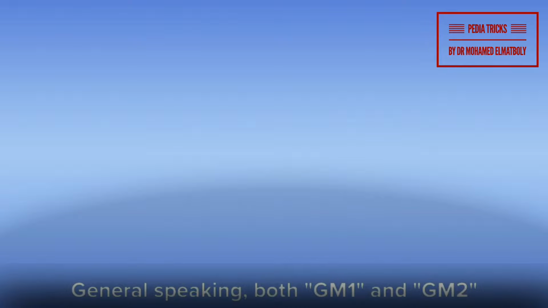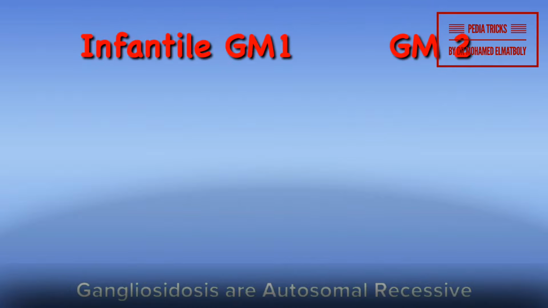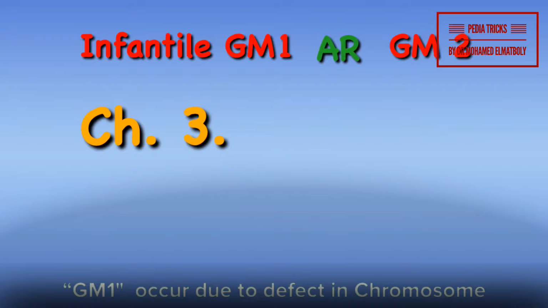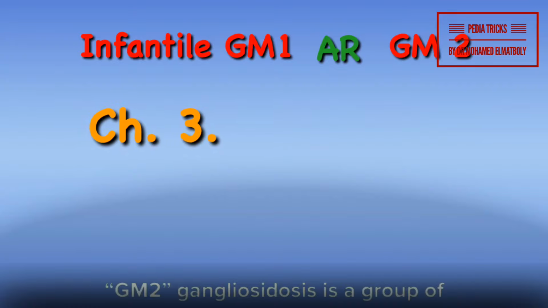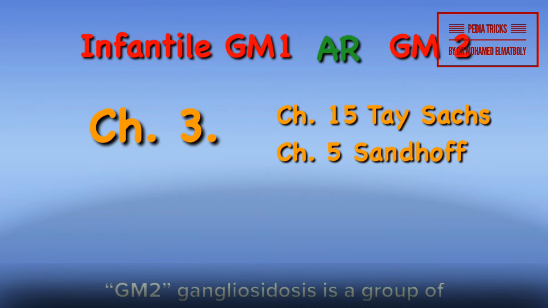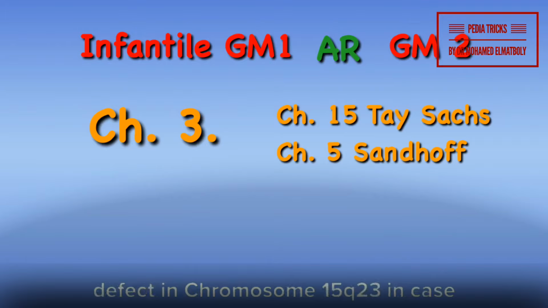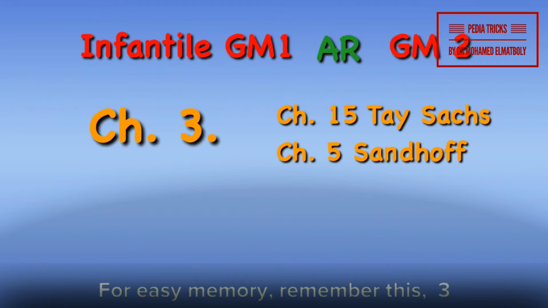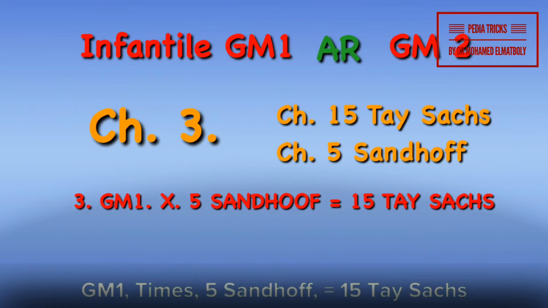Generally speaking, both GM1 and GM2 gangliosidosis are autosomal recessive, as I mentioned. GM1 occurs due to a defect in chromosome 3p22.3. GM2 gangliosidosis is a group of diseases. The main 2 diseases are Tay-Sachs and Sandhoff disease. GM2 gangliosidosis occurs due to a defect in chromosome 15q23 in case of Tay-Sachs disease, and 5q13 in case of Sandhoff disease. For easy memory, remember this: 3 GM1 times 5 Sandhoff equals 15 Tay-Sachs.